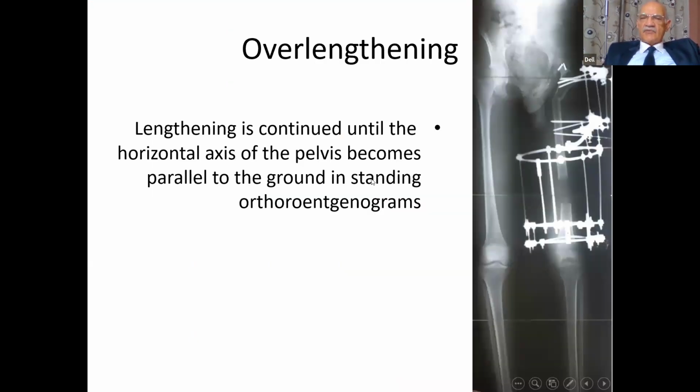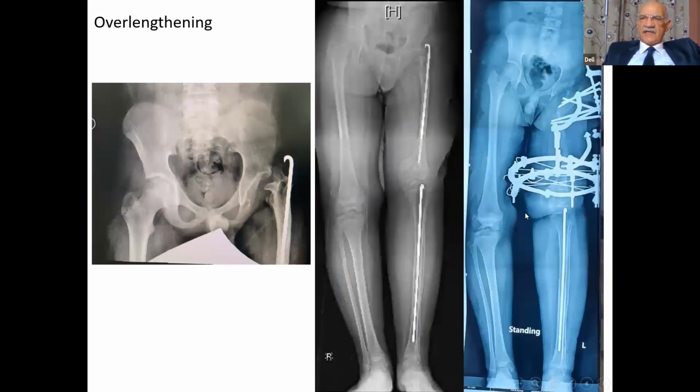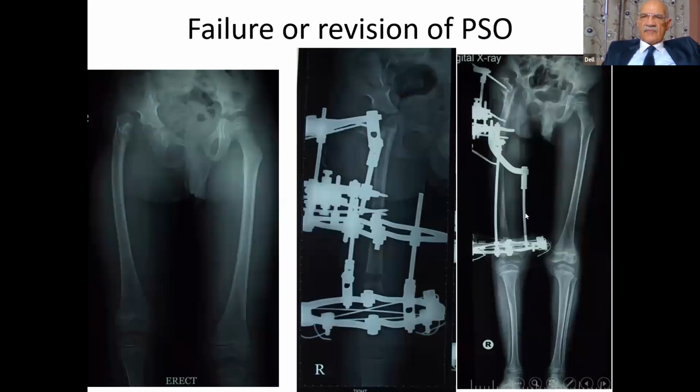In our experience, we always do over-lengthening by 1.5 centimeters because of the telescoping during walking. So it's not just that we correct the axis, but we usually do over-lengthening, like in these cases.